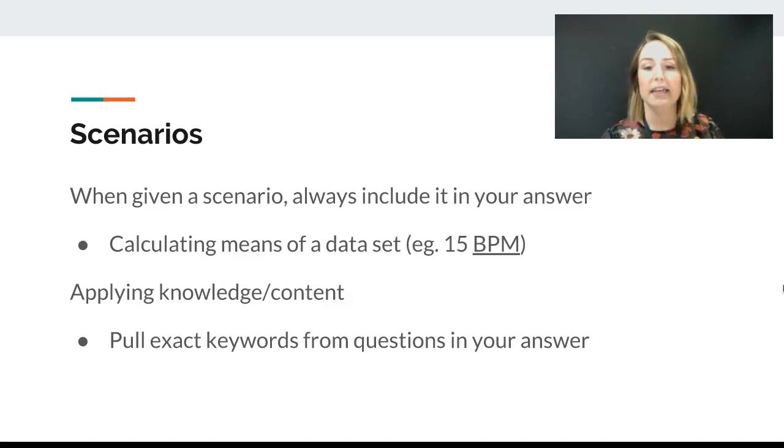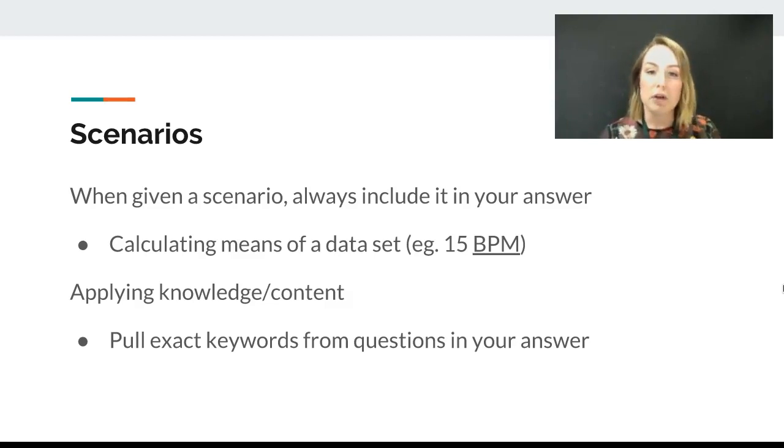So if you're calculating heart rates, it's never just given randomly. So it'd always be the mean that you've generated or calculated. It's not just 15, it's 15 beats per minute. Okay, you need to always apply, even if it's that seemingly super easy question, always apply.